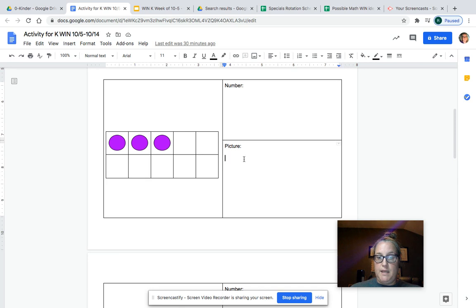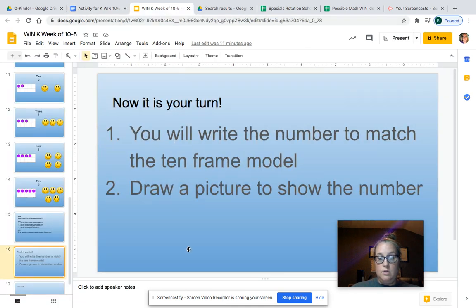And then it says picture. You are going to draw a picture with something that has 3 things. So maybe you're like Mrs. Belts and you wanted to draw 3 smiley faces. Or maybe you want to draw 3 stars or 3 circles or 3 squares. That's fine. Just make sure it matches the same number. So I have 1, 2, 3. So I'm going to have the number 3 written right here. And I'm also going to have a picture of 3 things. So that is what you are going to do today.